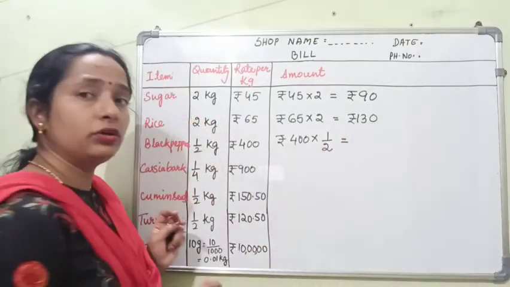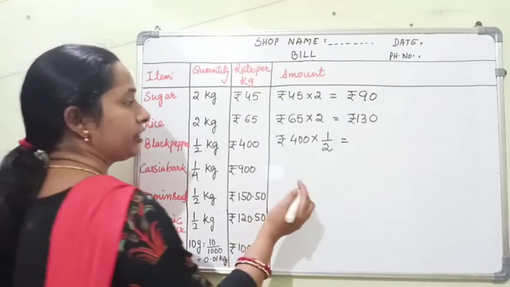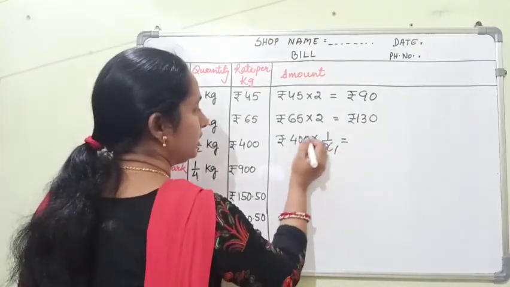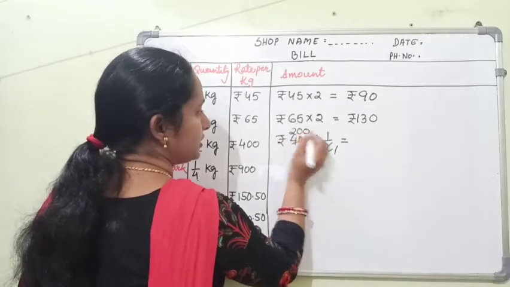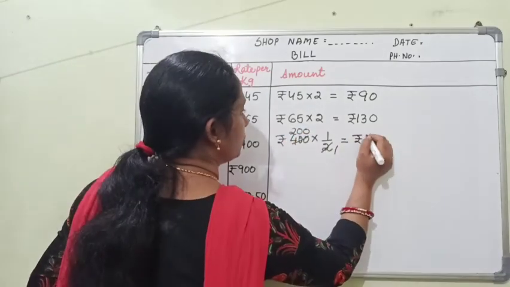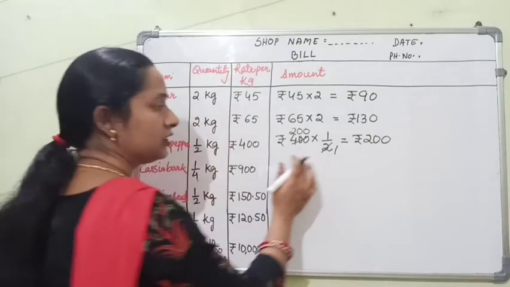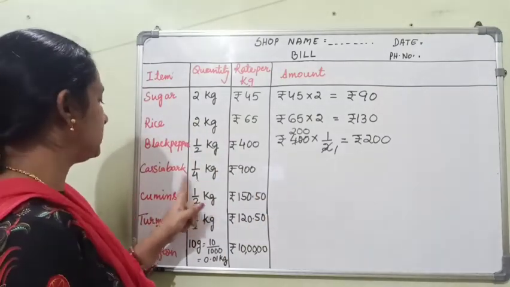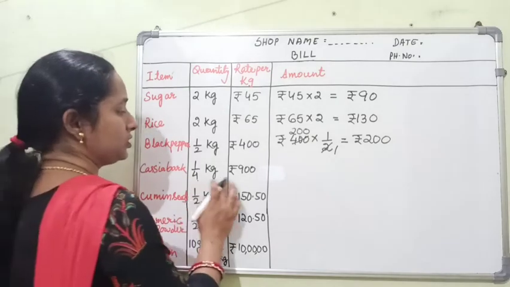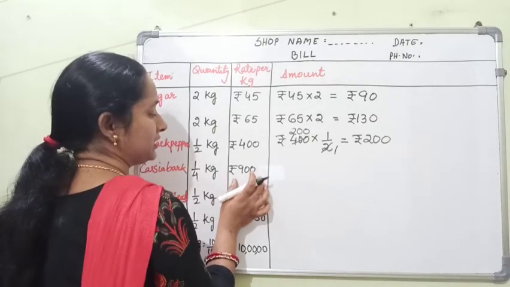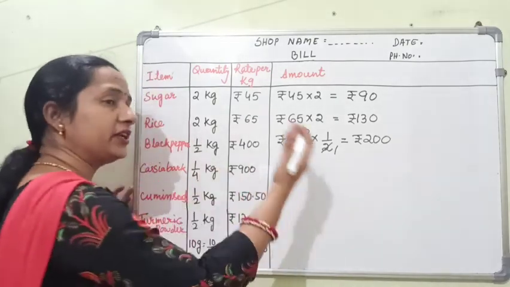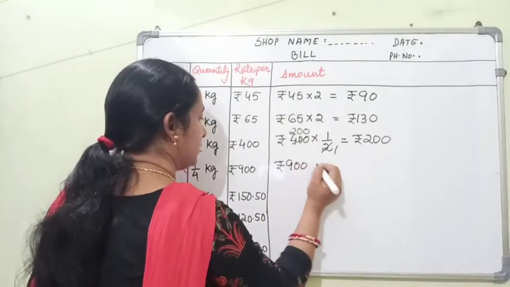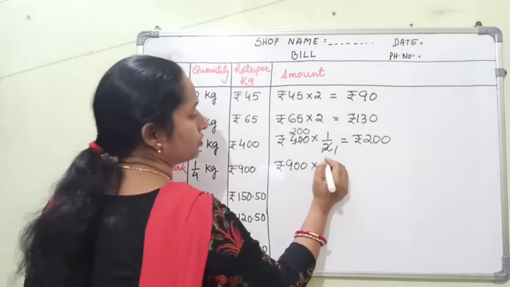Okay. Now what we will do? How will you find? We already have read how to do the cancellation here. 2 1s are 2, 2 2s are 4, 0 and 0. You get rupees 200. This we have already learnt in fraction, isn't it? Now here 1/4 kg of cassia bark she has purchased, whose actual amount per kg is 900. So how will you find the amount? That will be found by multiplying rupees 900 by 1/4.